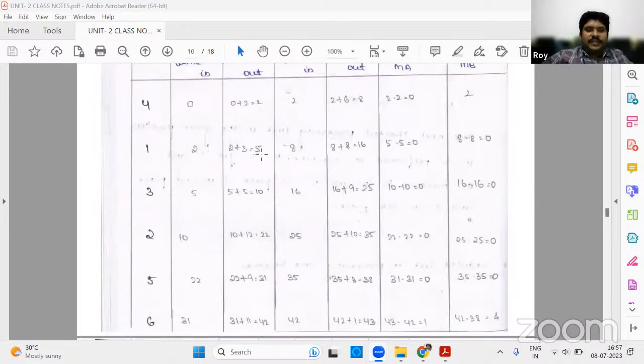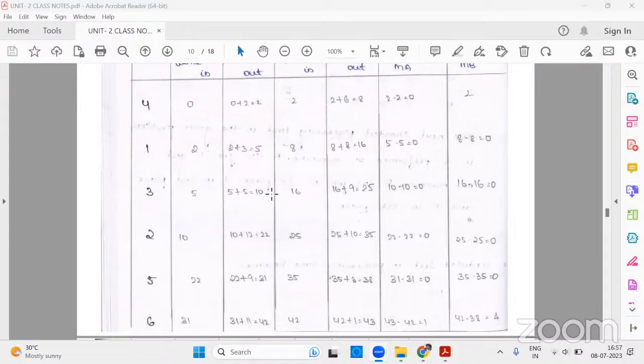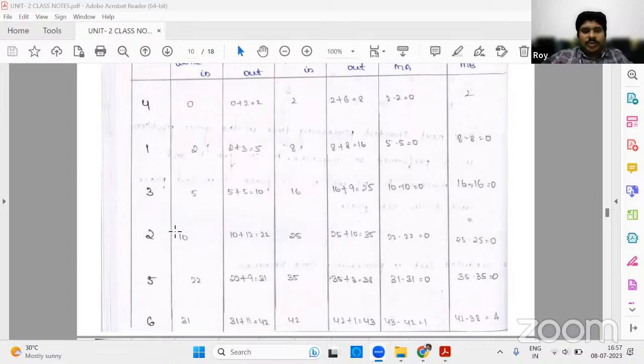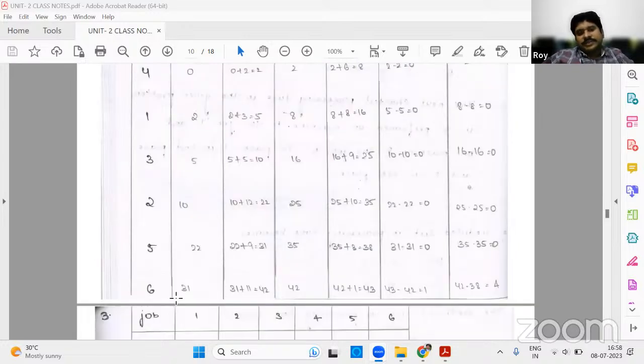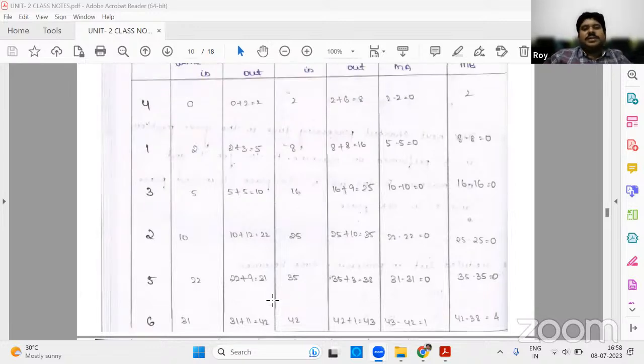Now again, what is the in time for the next job? The previous out time, 5, will come here. To complete job 3 on machine A, it takes 5. 5 plus 5 is equal to 10. Again, the in time is 10, and to complete job 2 on machine A it is 12. 10 plus 12 is 22. Again, 22 will come. To complete the fifth job on machine A, 22 plus 9 is equal to 31. And 31 will come here. To complete job 6 on machine A, we take 31 plus 11 is equal to 40. This is what will happen.